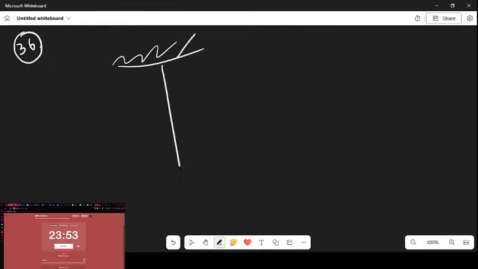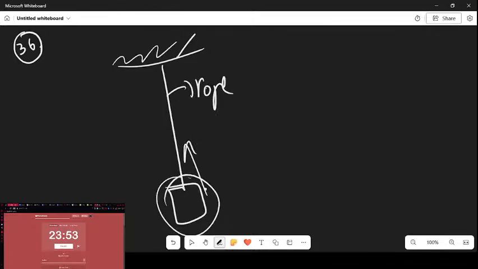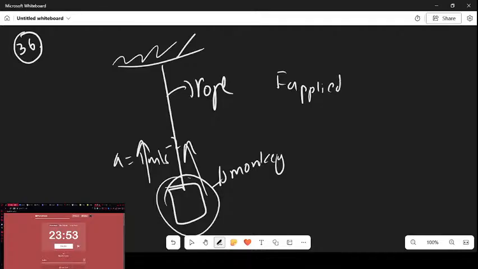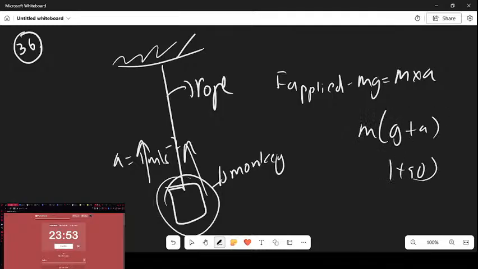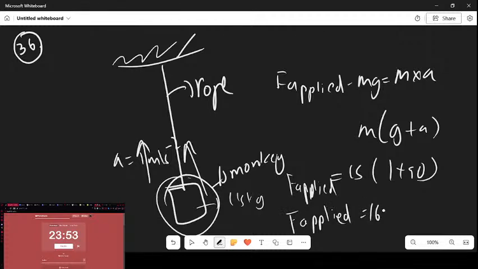Okay, I'll just draw the diagram. This is the monkey. Okay, consider this to be the monkey. Rope. Monkey needs to move with an acceleration 1 meter per second square. Then F applied minus mg is equal to mass into acceleration, m(g plus a), g is 1 plus 10. Mass is 15 kg. F applied. Force applied is equal to 165 Newton.